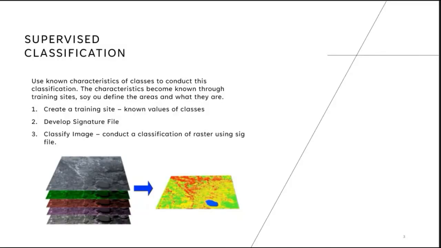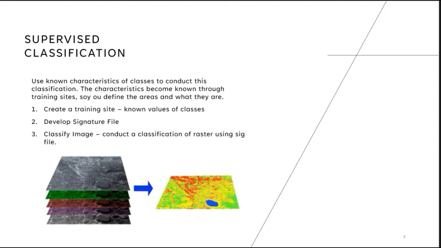Okay, so for supervised classification, you use known characteristics of classes to conduct this type of classification. The characteristics become known through training sites, so you define the areas and what they are. You then create a training site, so known values of classes. So we might go to a known sports field in the area and say, okay, this is grass. And then we'll go to a shopping mall and label this shopping mall and so on and so forth.